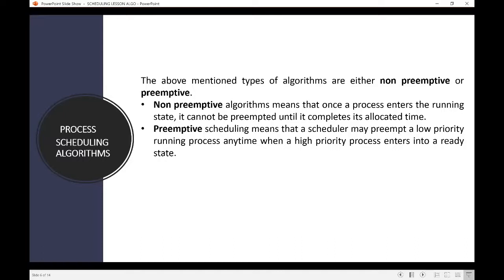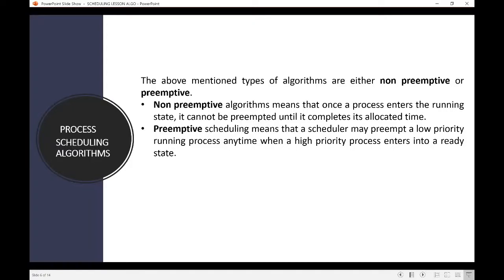All the above 5 types can either use non-preemptive or preemptive methods. What that means? In non-preemptive algorithms, the process which has entered in the running state cannot be preempted, it cannot be interrupted until it completes its allocated time. Let's take an example of process P1, which is already in execution mode.